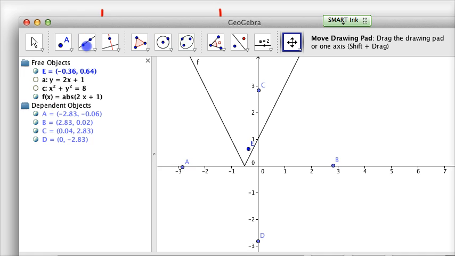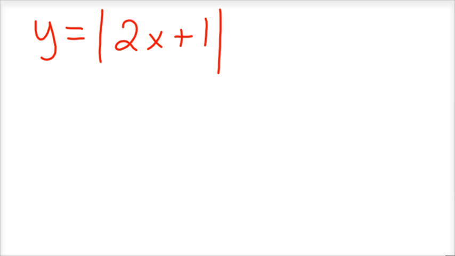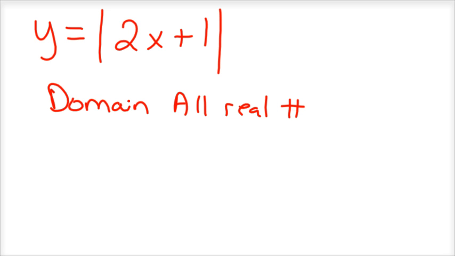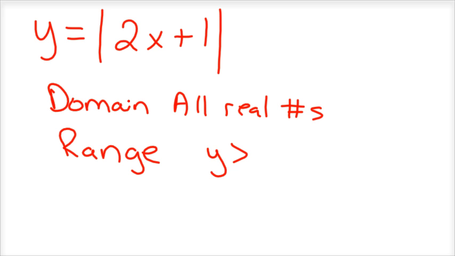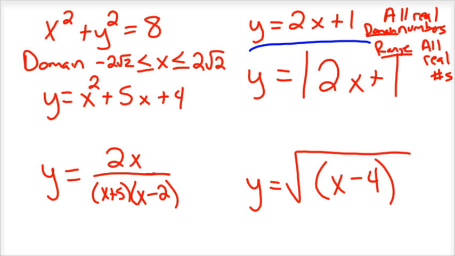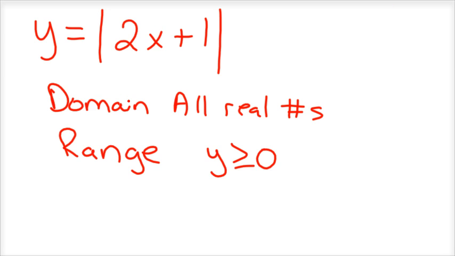So, in that case, our domain, which is the x values, those are all real numbers. And our range is the values of y such that y is greater than or equal to 0. So it could be 0, but it's never going to be negative because of the absolute value. Okay? And some of this, if you know your mathematics well enough, you can kind of logic that out. So let's look at y equals x squared plus 5x plus 4.